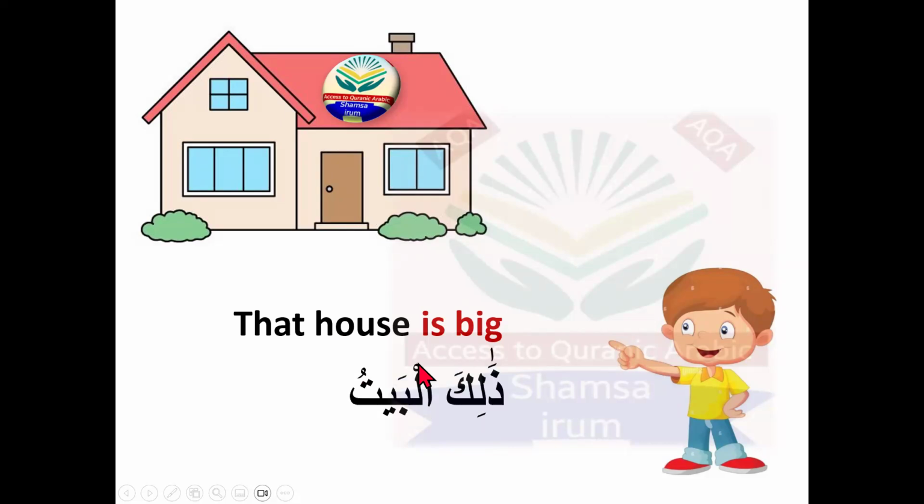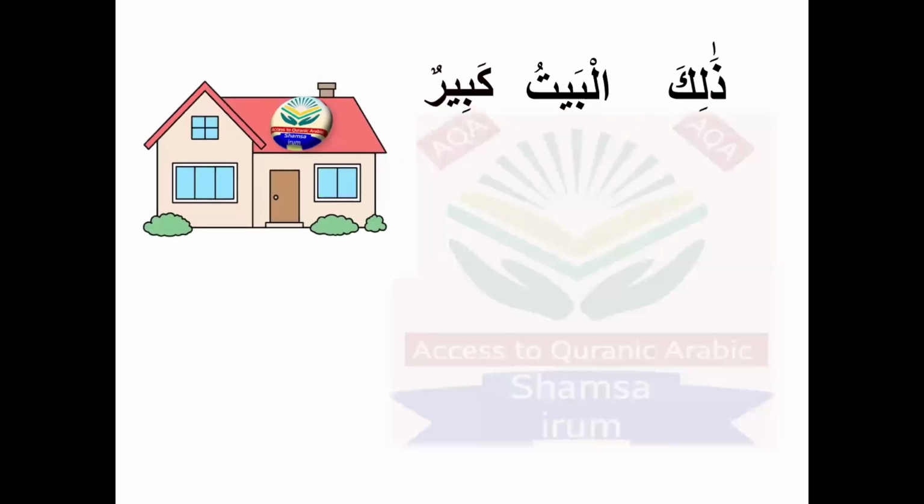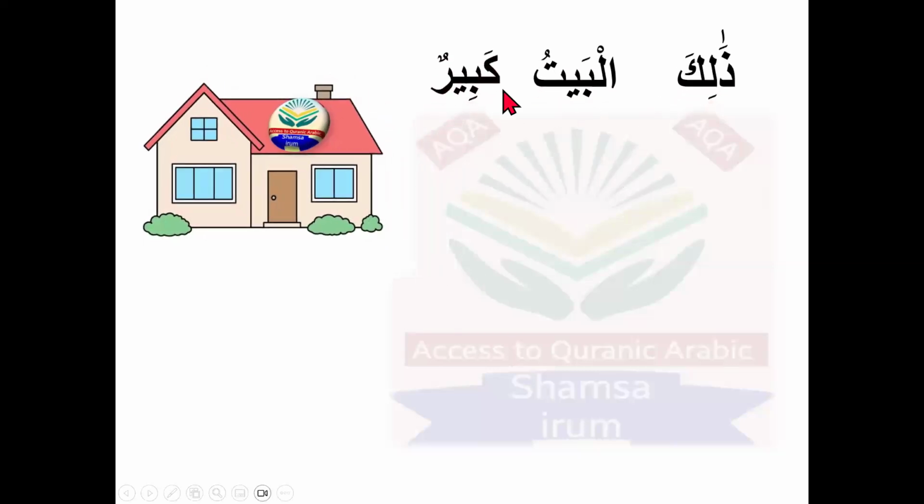Okay, it is a demonstrative phrase covering a mubtada. It is in the place of the mubtada, meaning subject. And now I need a khabar for it, which is kabirun. So I will analyze these three words now, inshallah ta'ala. Dhalika is ismul ishara. Al baytu is musharun ilay.